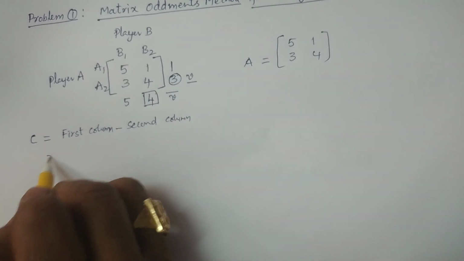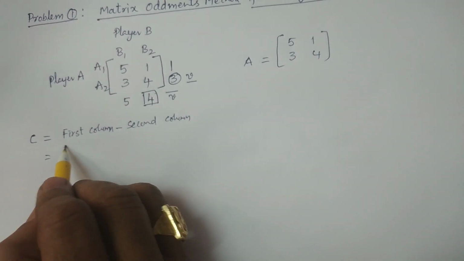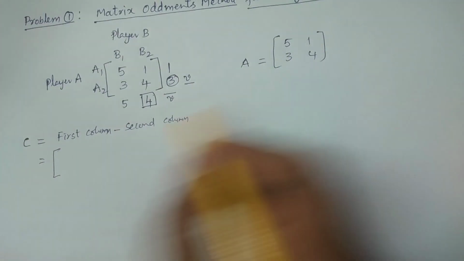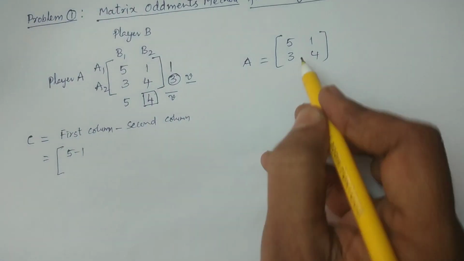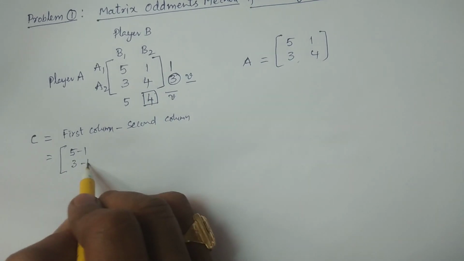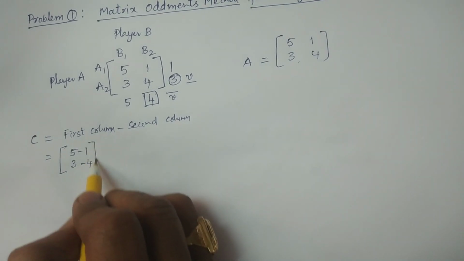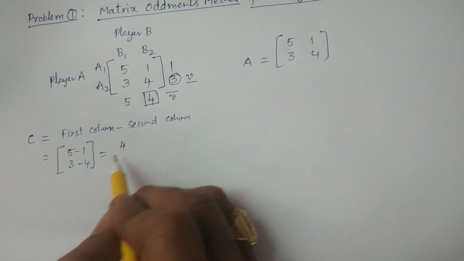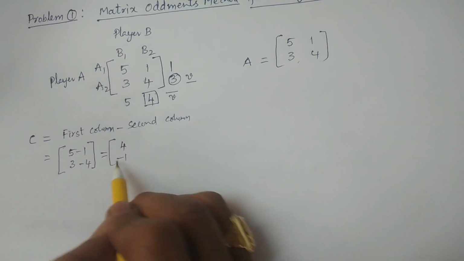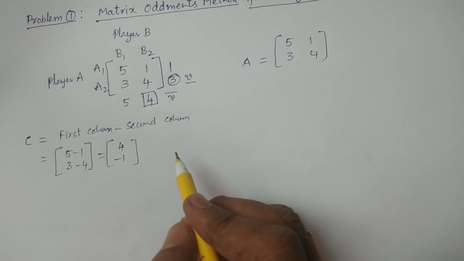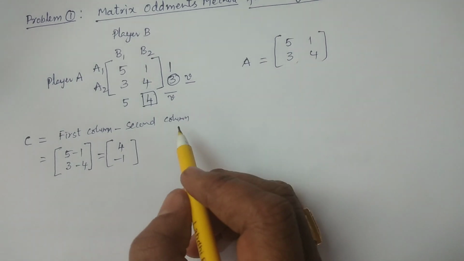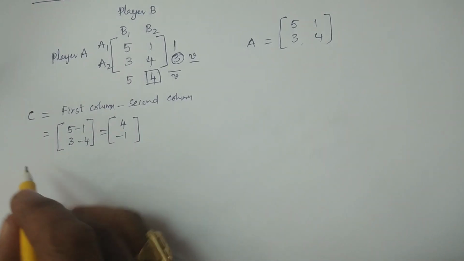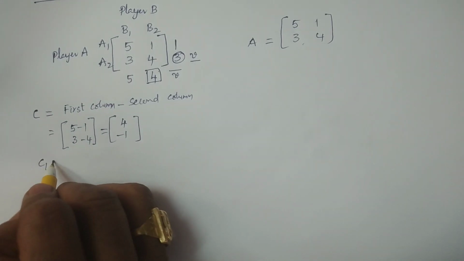Then you will get the first column, which is 5, 3, and the second column 1, 4. So 5 minus 1 and 3 minus 4. It is this simple to calculate. 5 minus 1 is 4, 3 minus 4 is minus 1. Now immediately you have to calculate C1 and C2, the determinants of C1 and C2.